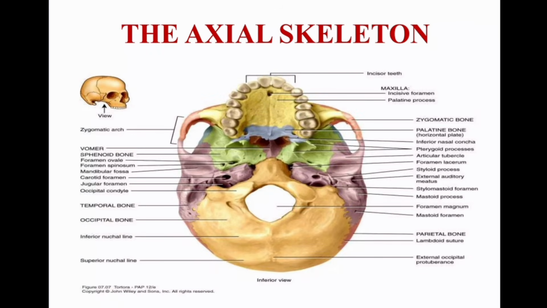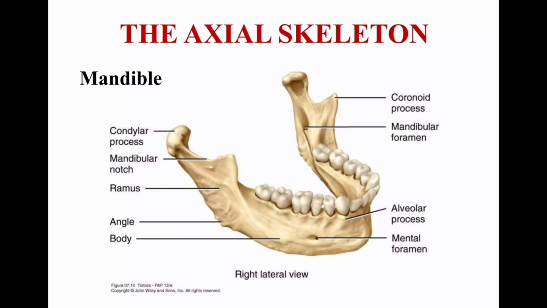So this is the diagram of the axial skeleton. It is not shown that clearly, so I will add the other photo also. So this is the mandible diagram. You can see all the references here.